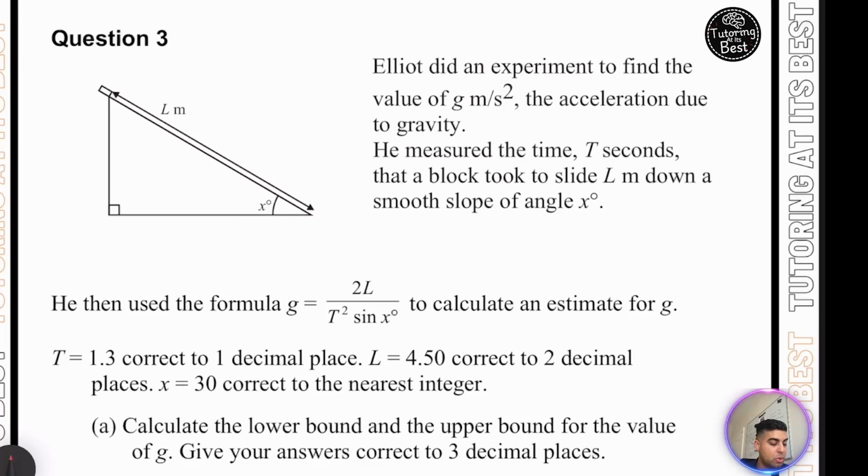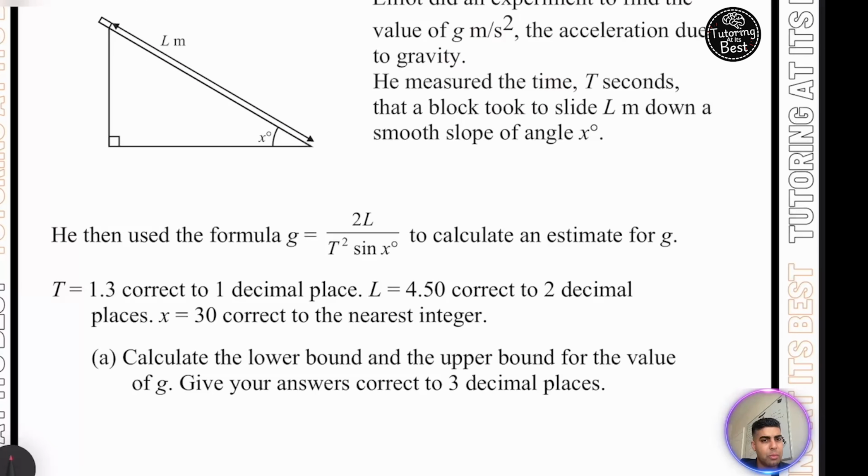Okay, so question 3. Elliot did an experiment to find the value of g meters per second squared, the acceleration due to gravity. He measured the time t seconds that a block took to slide L meters down a smooth slope of angle x degrees. He then used a formula to calculate the estimate for g. So we've got the values of this, and we need to calculate the lower bound and the upper bound for the value of g. So how do we do this?